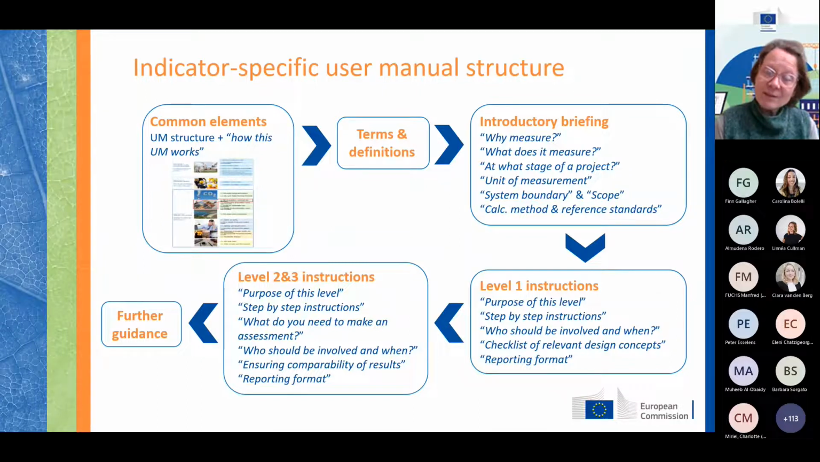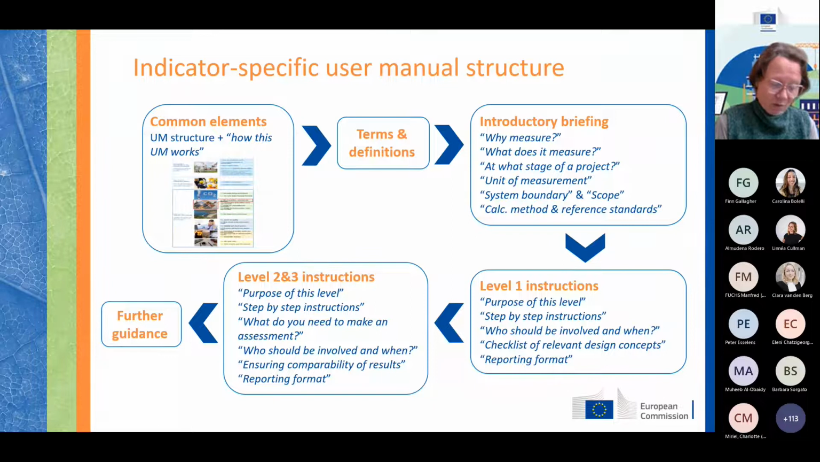It sets out the terms and definitions for the specific indicator that you have chosen to look at. And then comes an introductory briefing where we explain why one should use this indicator, what exactly it measures, at what stages you would use it, what the unit of measurement is, and what about scope and boundaries. Also, there are references to different standards that might be used for this particular indicator.